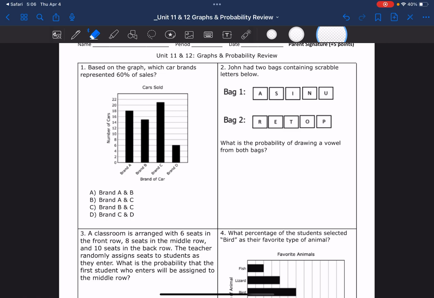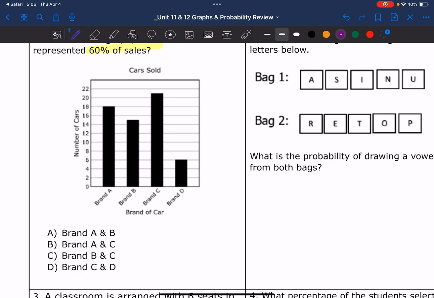All right. So here, let's go ahead and take a look at number one. Number one says that based on the graph, which car brands represented 60% of sales, okay? So here, the first thing that I like to do is I like to write the number on the top of each little bar. So this would be 18, this one would be 15, 21, and 6. Next thing that we need to do is we need to add up all of them so that we know exactly what our total is.